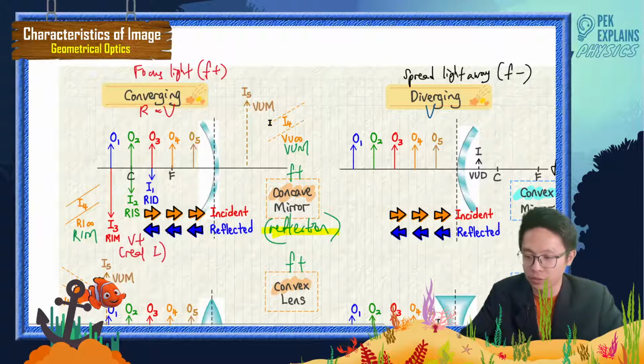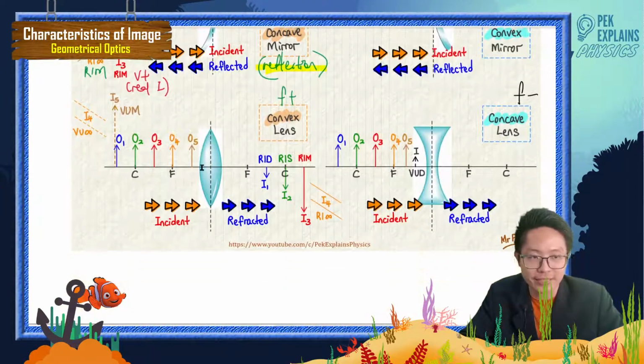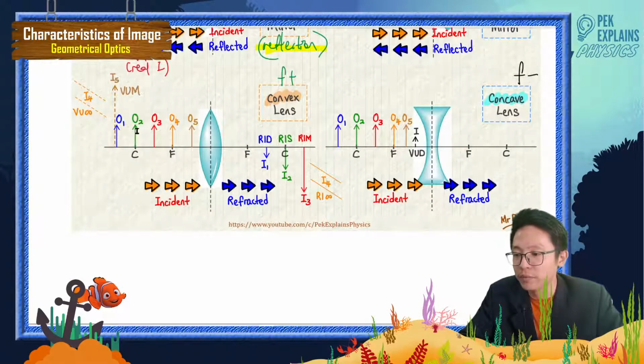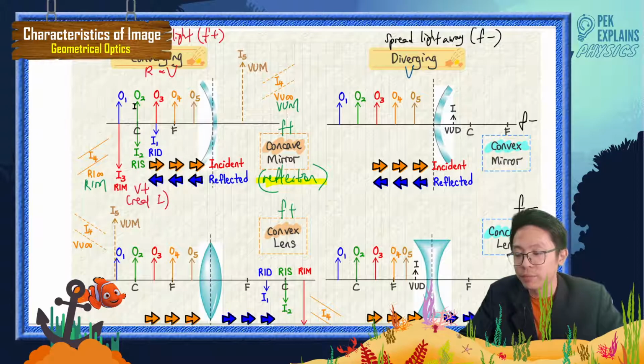The image becomes bigger and bigger, from real to virtual. Actually, the same thing also happens for the convex lens. When the object moves nearer and nearer, the image also becomes further and further away, and then bigger and bigger, until in the end it becomes a virtual image. You see or not? For the mirror, when the object moves nearer, the image moves further away, and the image becomes bigger and bigger.